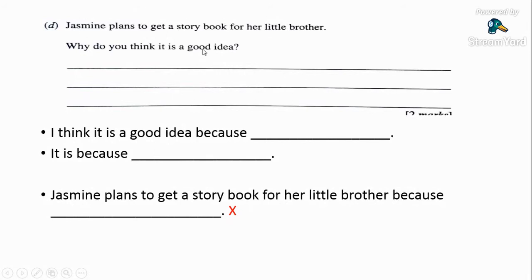So what they accept was the answer that is related to the little brother. I think it's because the brother can learn new words. I think it is a good idea because the brother can read the book during his free time. So the answer should be related to the little brother. That is one thing I want to tell you. So that is important.